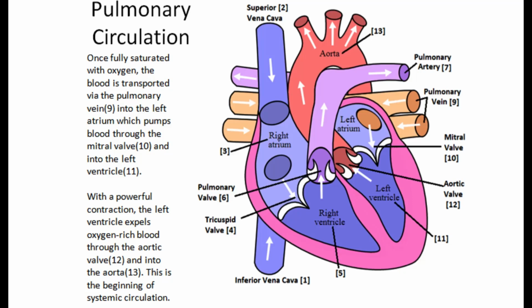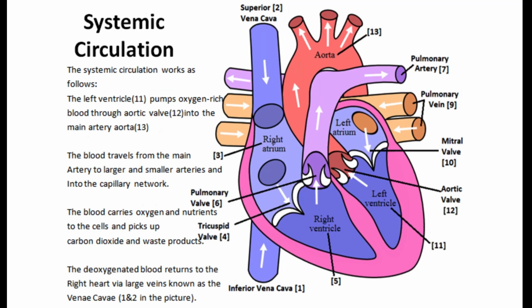Once this pulmonary circulation completes by pumping the oxygenated blood through the aorta, this is the beginning of systemic circulation. Here the pulmonary circulation completes. It received deoxygenated blood, it is pumping back oxygenated blood from the heart. Systemic circulation.